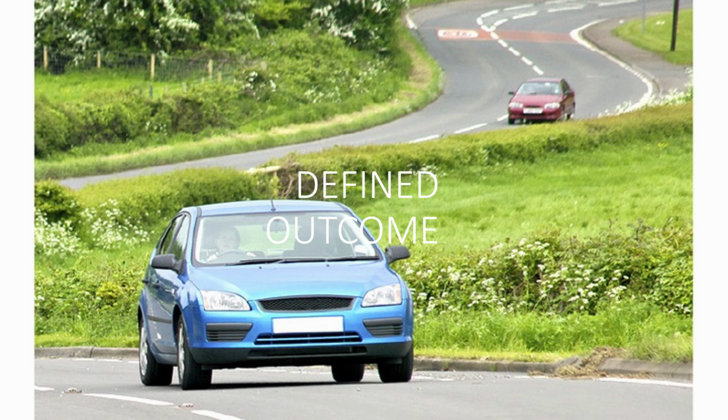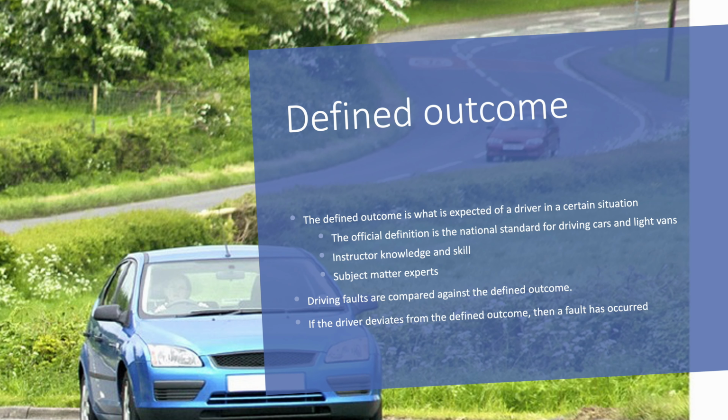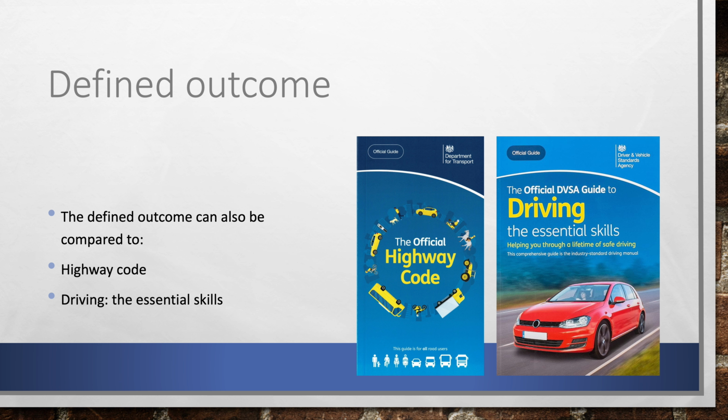So what do we mean by a defined outcome? Well, a defined outcome is what is expected of a driver in any situation. The official definition of the outcome is whatever it says in the National Standard for Driving Cars and Light Vans. It can also make use of instructors' knowledge and skill because we are also considered subject matter experts. Driving faults are then compared against what would be the defined outcome, and if the driver deviates from the defined outcome, then a fault has occurred. We can also compare defined outcomes against the Highway Code and the official DVSA guide to driving the essential skills.